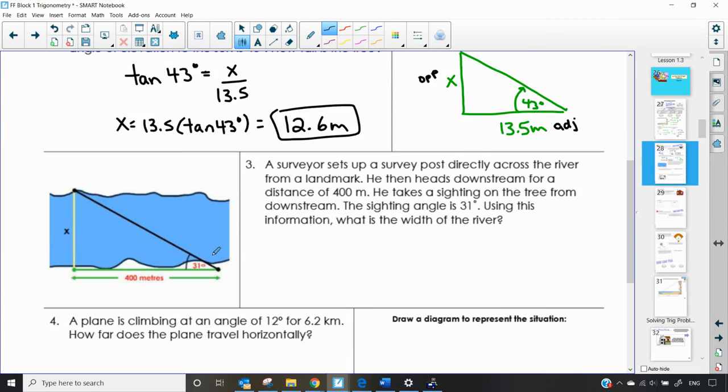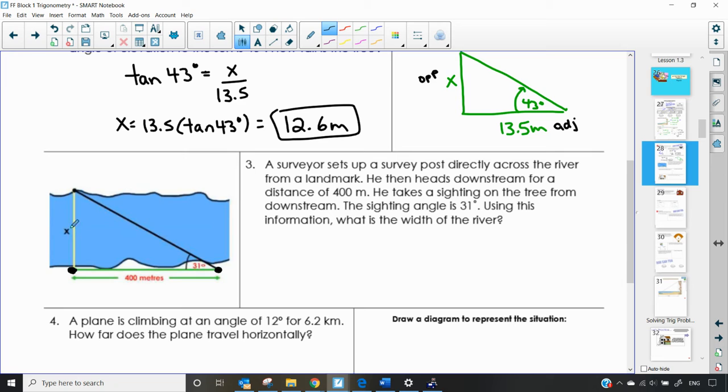All right. Now, in our previous video, we had a question where I'd given you the diagram and you had to come up with the word problem. So this was the example where I told you that a surveyor was setting up a survey post directly across the river, and from a landmark, and then he heads downstream for a distance of 400 meters, and he takes a sighting on the tree from downstream. That sighting angle is 31 degrees. So he starts with his post, he walks down 400 meters, he sets up another post, and the angle to across the river is 31 degrees.